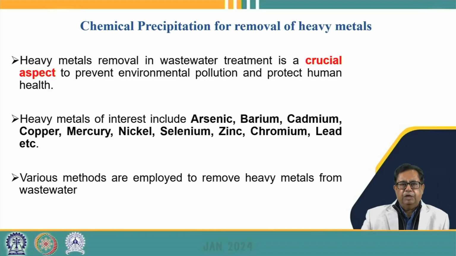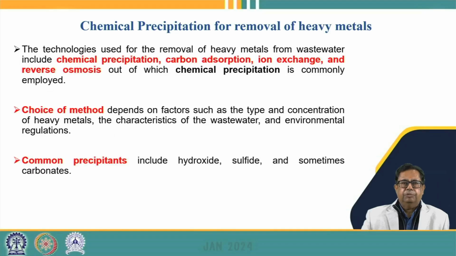There can be a number of methods which can be employed for removal of these heavy metals from the wastewater. For example, we can take help of chemical precipitation, which we will be discussing at length during this lecture. We can also go for carbon adsorption, ion exchange processes, or membrane processes like reverse osmosis. For the treatment of wastewater, the most common method employed is chemical precipitation.